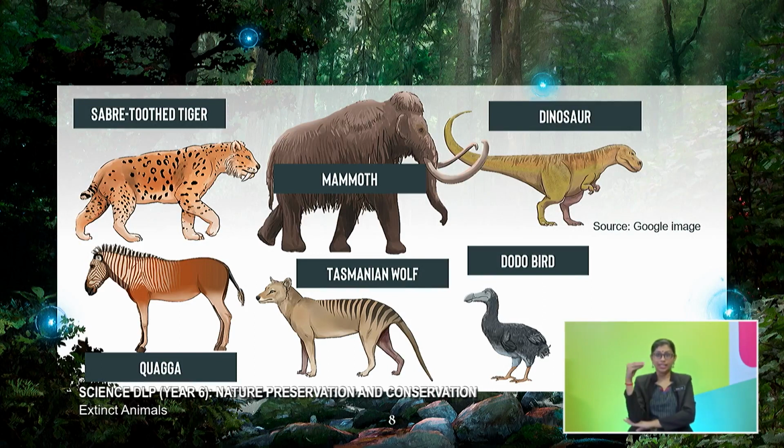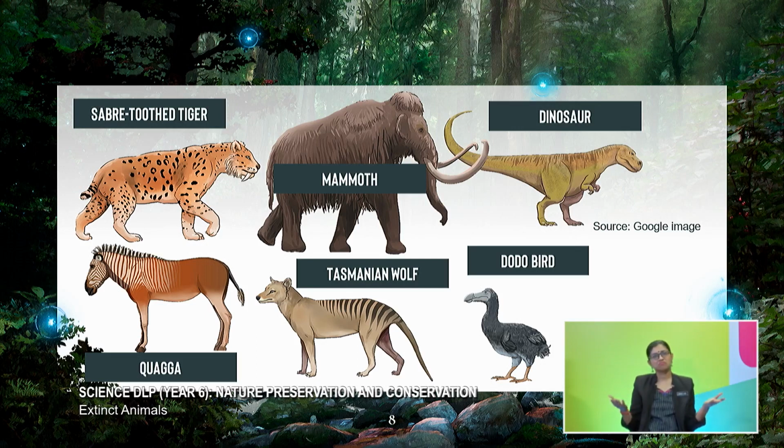And then quagga. If you look at the quagga, it looks like a hybrid. The front part is like a zebra, and the hind part is like a horse. But they are now extinct. We will never find them alive anymore on Earth. That's really sad, right?